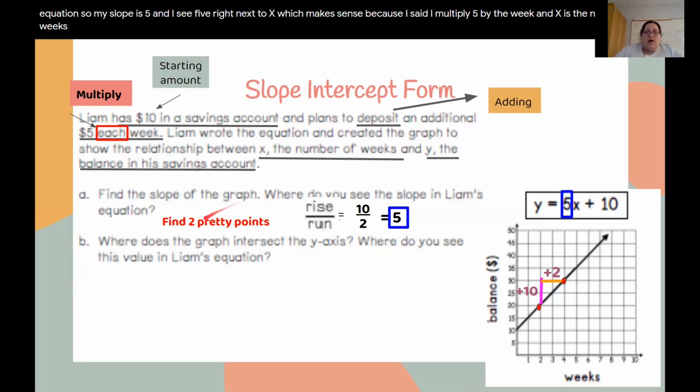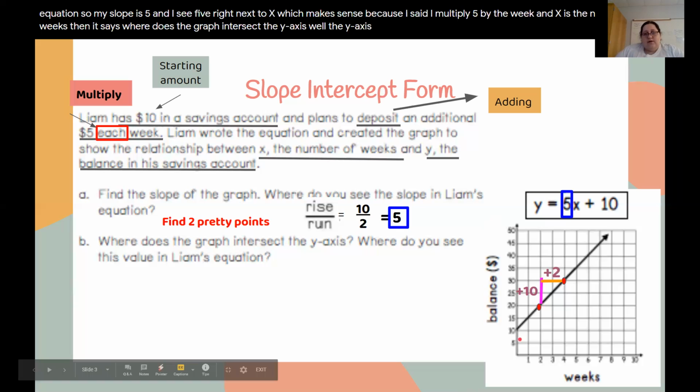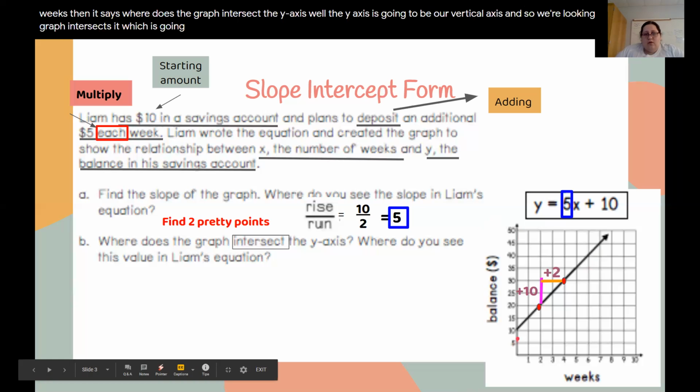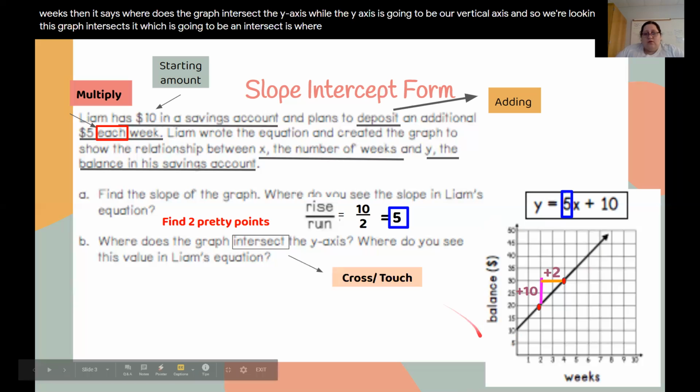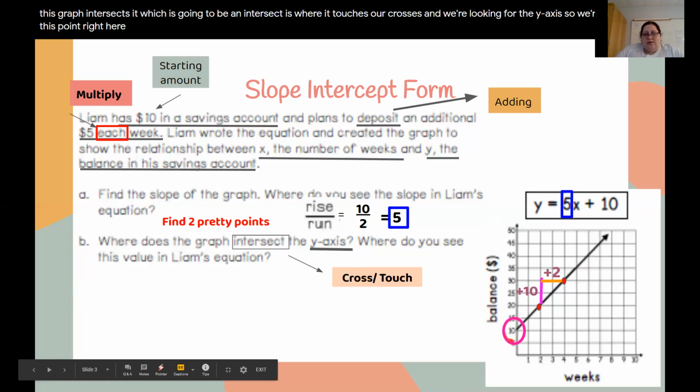Then it says, where does the graph intersect the y-axis? Well, the y-axis is going to be our vertical axis. And so we're looking for where this graph intersects it. An intersect is where it touches or crosses. And we're looking for the y-axis, so we're looking for this point right here. And this point says 10.